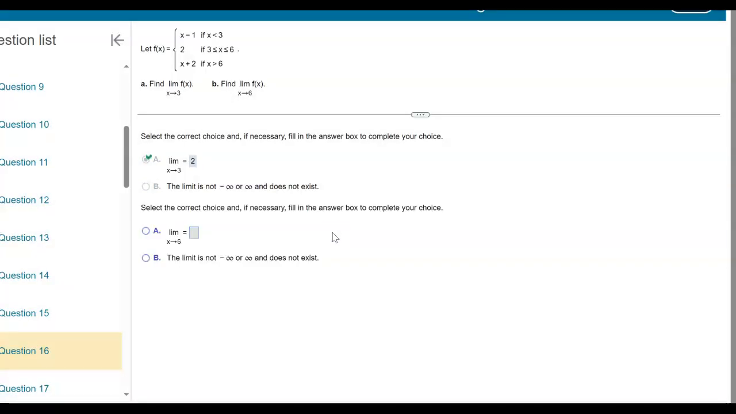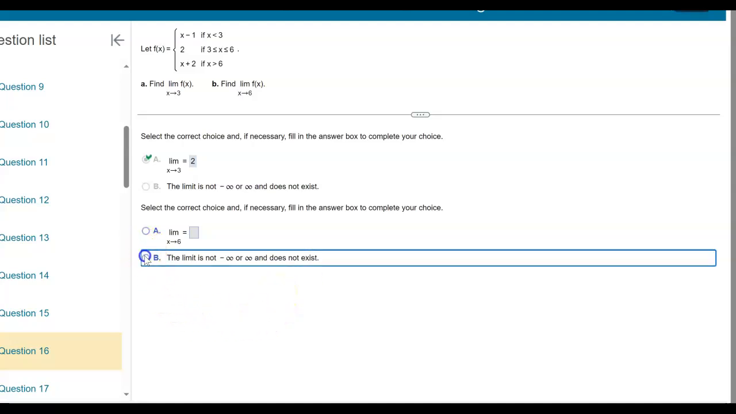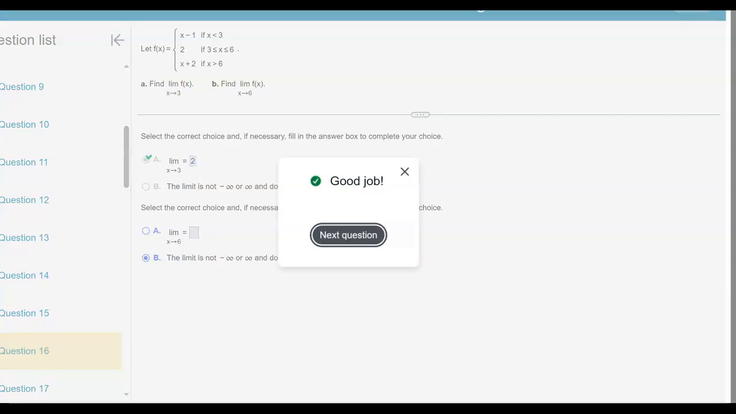Okay, then we're given letter B. Now for letter B, we would say that the limit is not negative infinity nor infinity, and it does not exist. So when would you say does not exist? If the left-hand limit is not equal to the right-hand limit. And you pick either positive or negative infinity otherwise, when it's appropriate. So the answer here is B.